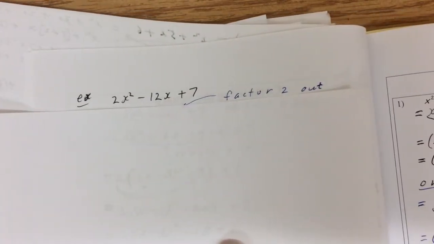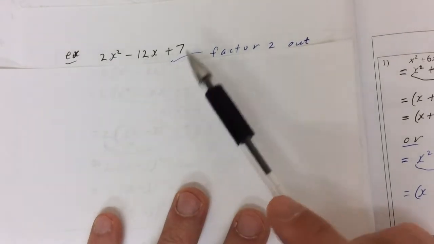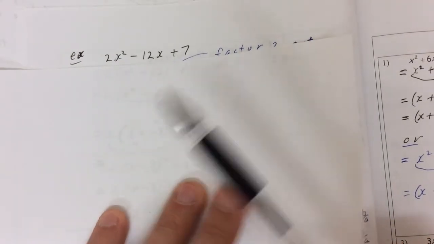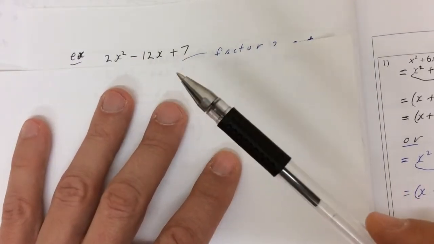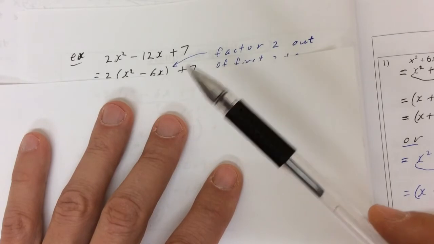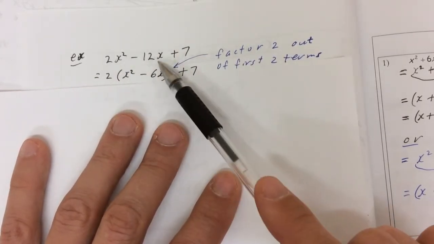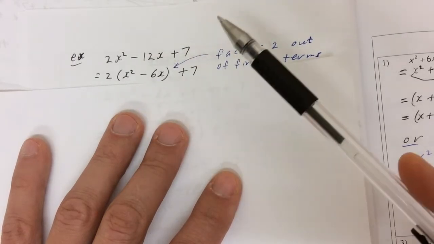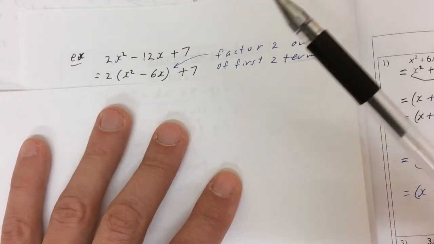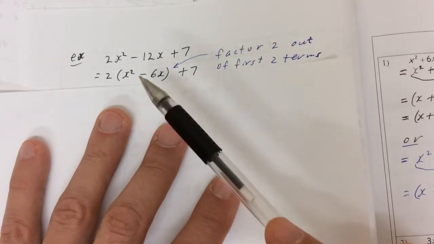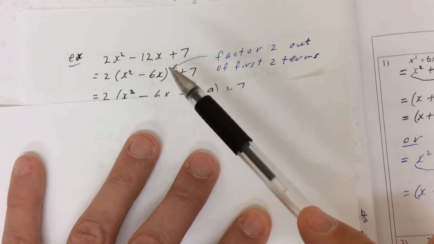So, say you've got 2x squared minus 12x plus 7. This is not a perfect square, and you can't factor 2 out as a common factor. Okay? So what we do is we take 2 out of the first 2 terms. Not the third one, because you can, but it's just going to make things harder, and you end up with the same answer. So factor 2 out of the first 2 terms. Then complete the square on this part.